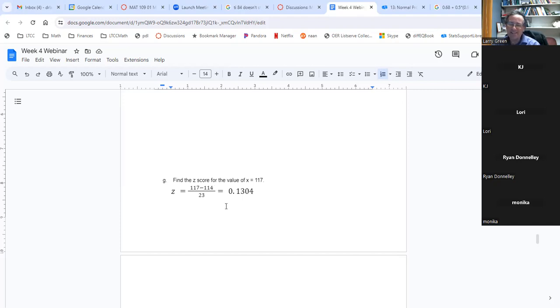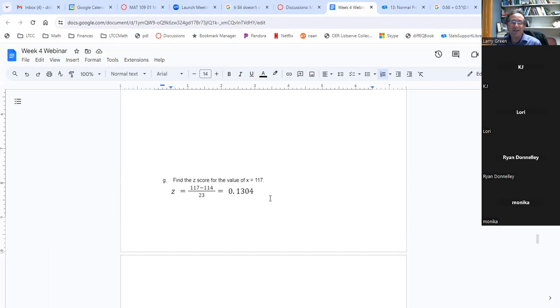All right, you ready for this one? And this one I just did because it's easy. Find the z-score for the value of x equals 117. The hint on this one is we don't need to use a fancy calculator. We just take 117 minus 114 over 23. It's a z-score, right? X minus mu over sigma. 117 minus 114 is 3. 3 over 23 is 0.1304 about. So that one's a quick, easy one.